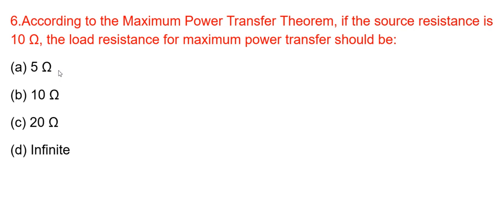Sixth question: according to the maximum power transfer theorem, if a source resistance is 10 ohms, the load resistance for maximum power transfer should be A, 5 ohms, B, 10 ohms, C, 20 ohms, D, infinite. Pause the video and try the answer.